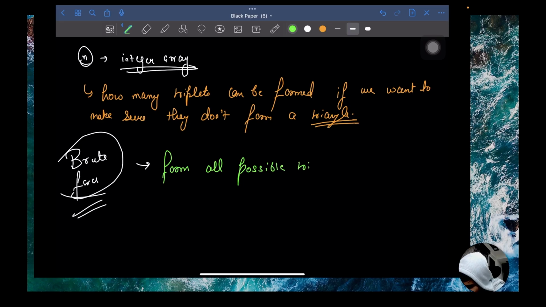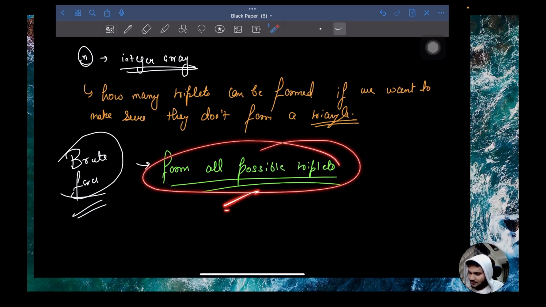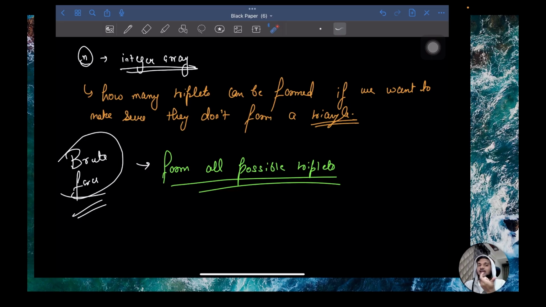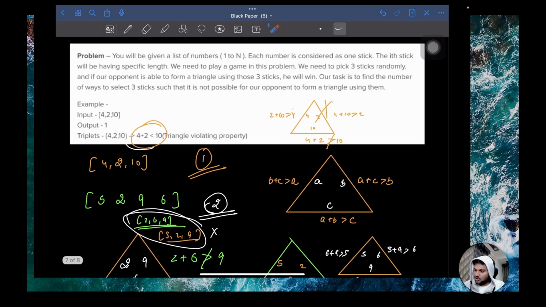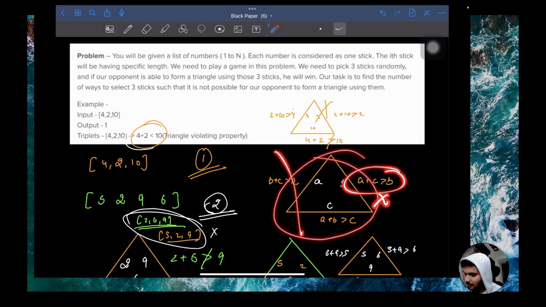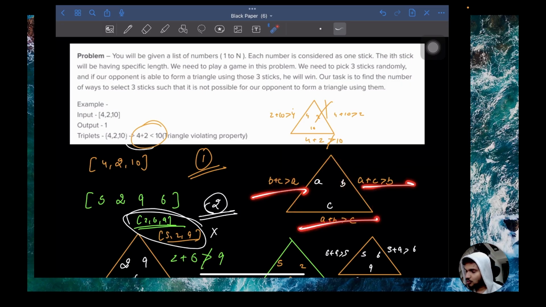Can I say that one brute force approach can be to form all possible triplets? If you can somehow form all possible triplets, then you can configure every possible triplet to try to form these three relations and check whether all three relations work or not. Because even if one relation fails, we won't be able to form a triangle. All three relations should work out.